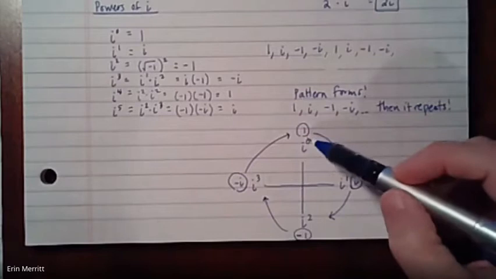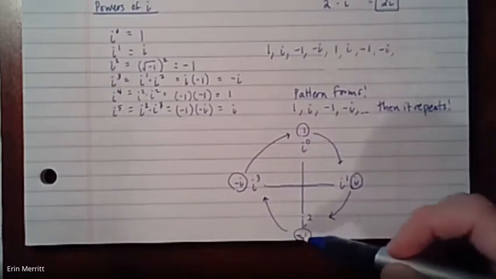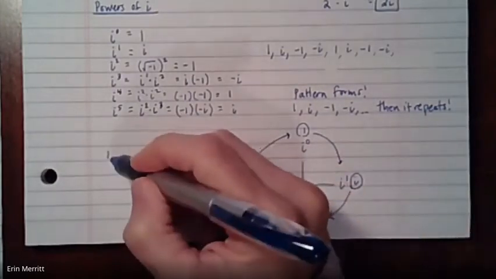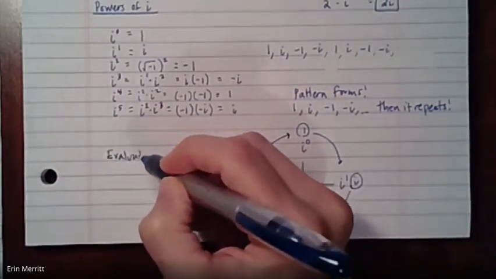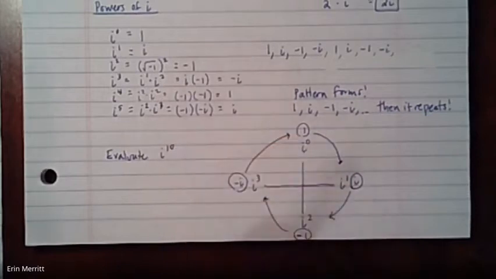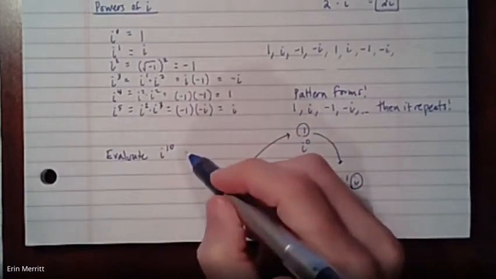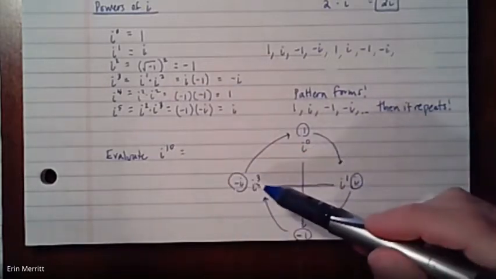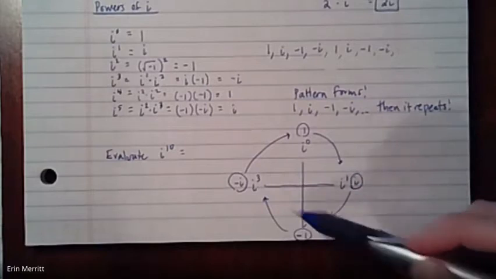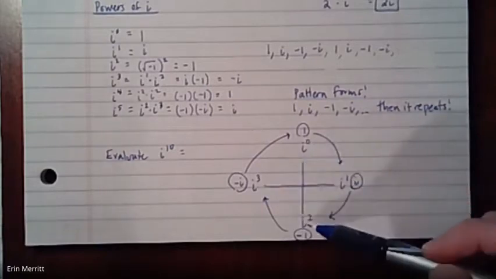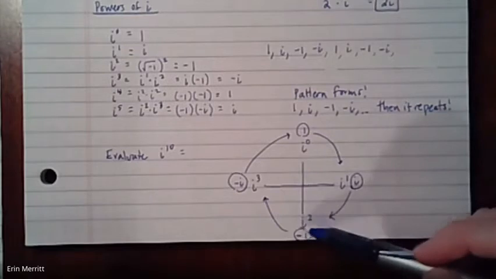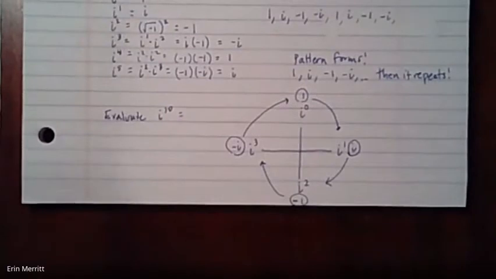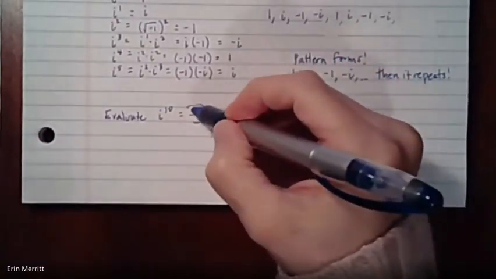So then this would be i to the fourth, i to the fifth, i to the sixth, i to the seventh, and so on. So if you have a small exponent, like let's say I said evaluate i to the 10th power, you could just continue that pattern: i to the 0, 1, 2, 3, i to the 4th, 5th, 6th, 7th, 8th, 9th, 10th. This should be equivalent to i to the 10th power, and that's my -1 right there. So that would be equal to -1.